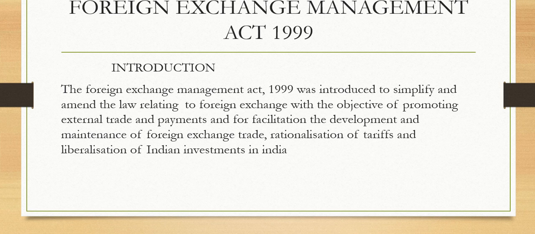In order to regulate foreign currencies, the Foreign Exchange Management Act came into existence, which was introduced basically to simplify and amend the law relating to foreign exchange, with the objective of promoting external trade and payments, and for the facilitation of the development and maintenance of the foreign exchange market, rationalization of tariffs, and liberalization of Indian investment in India. So basically this law was introduced in order to facilitate foreign exchange.